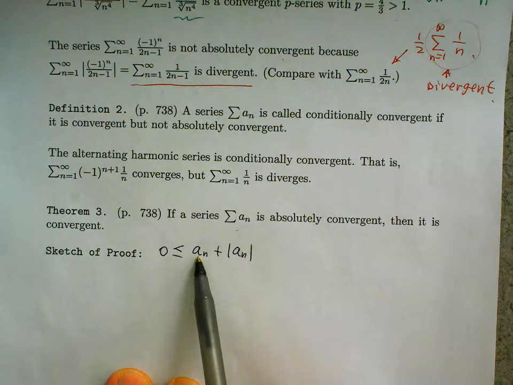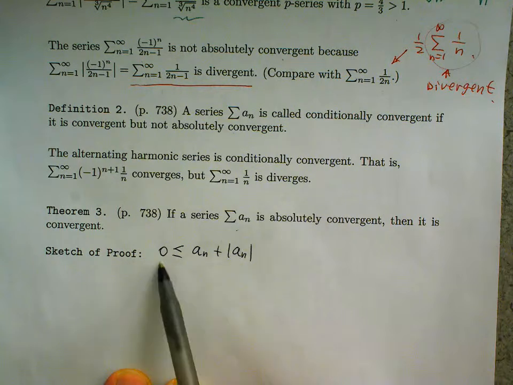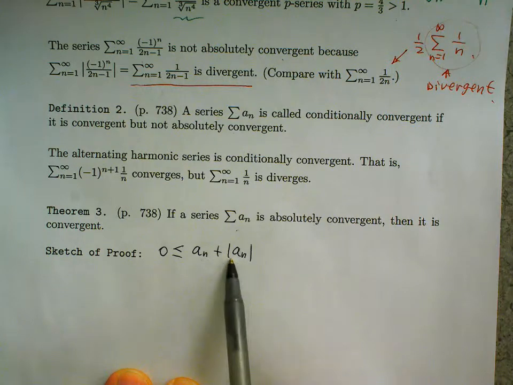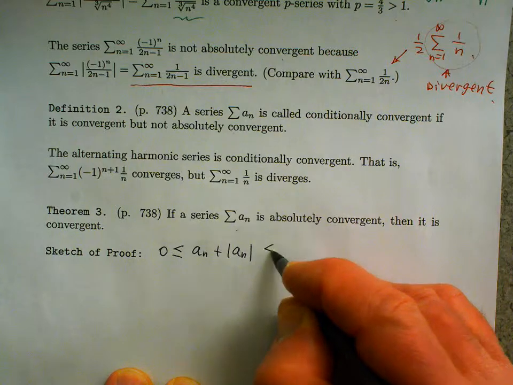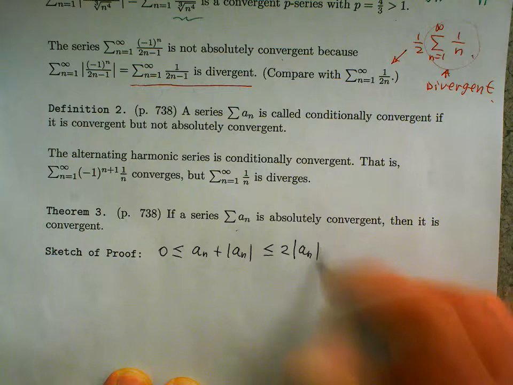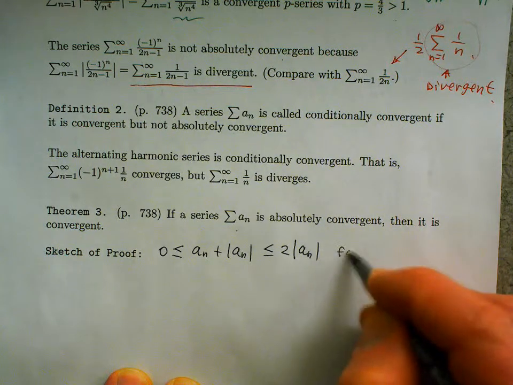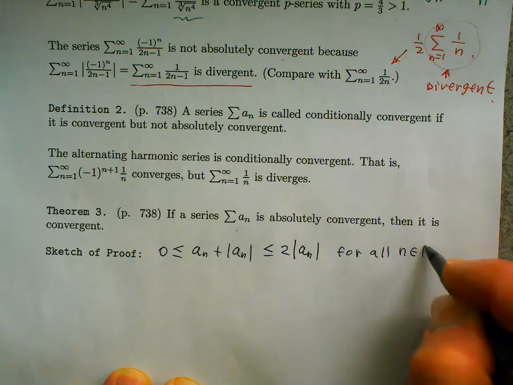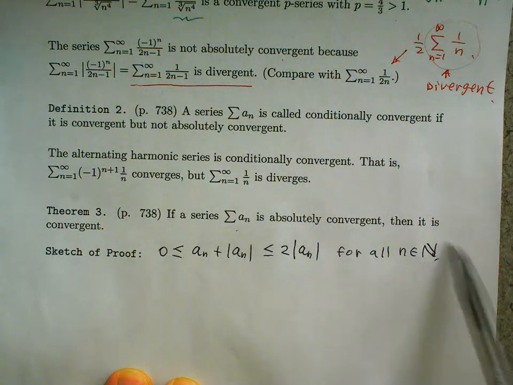If a sub n is negative, then a sub n plus the absolute value of a sub n is equal to 0. But if a sub n is positive, then a sub n plus the absolute value of a sub n is equal to 2 a sub n. But in general, we're going to say that this is less than or equal to 2 times the absolute value of a sub n. So this is true for all positive integers n, or all natural numbers.